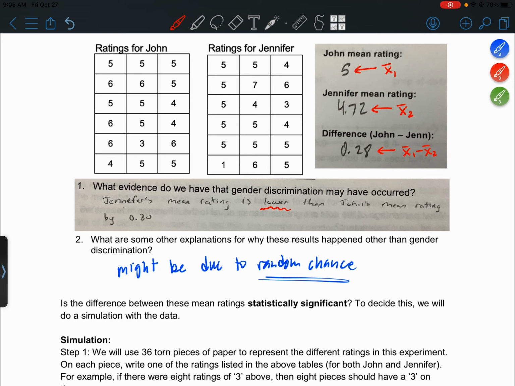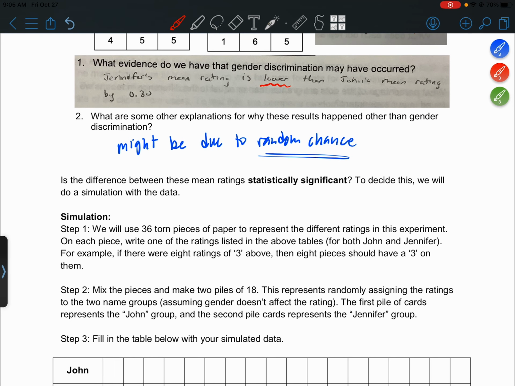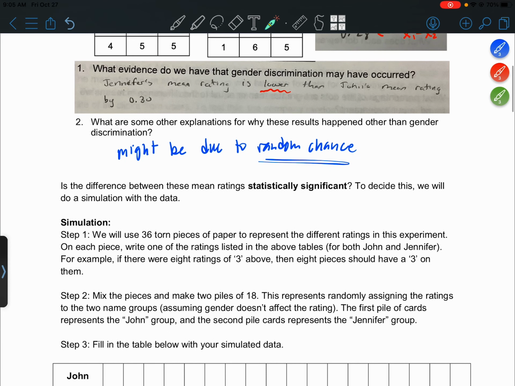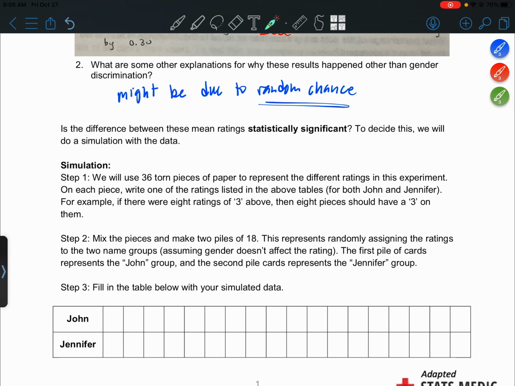All right, so now what we're going to do is go through the simulation. Okay. So we want to know, is the difference between these mean ratings statistically significant, right? Is the difference 0.28 much greater than what we would see happening just by chance? Okay. And so we're going to do a simulation to answer that question. All right, so here's the description of the simulation. We're going to read through it, but in reality, we're going to modify it a little bit.